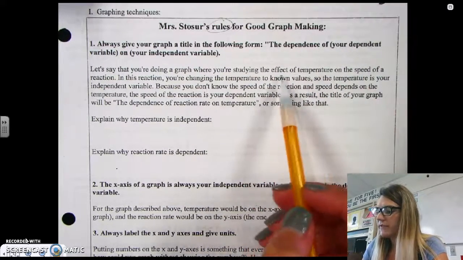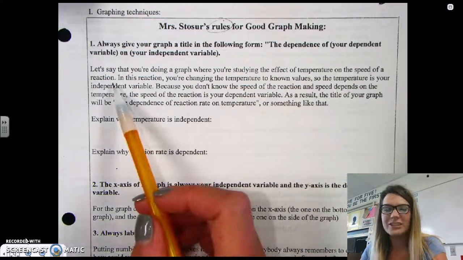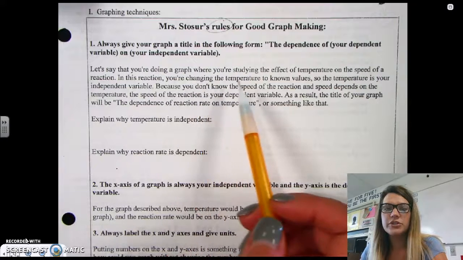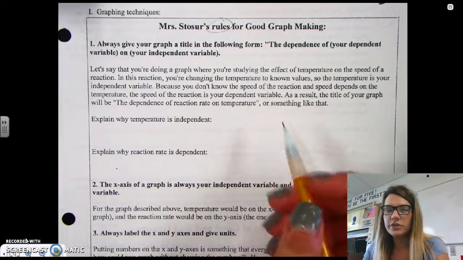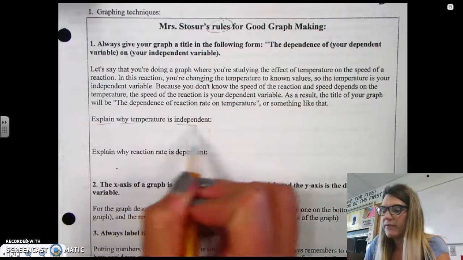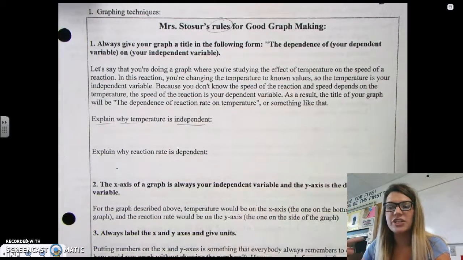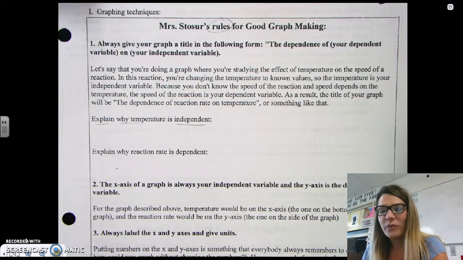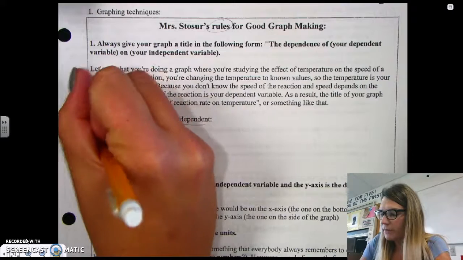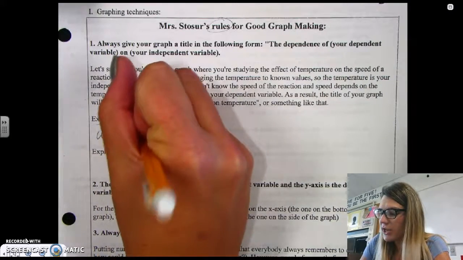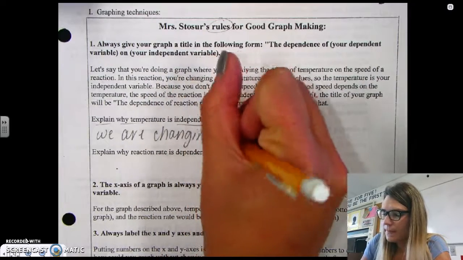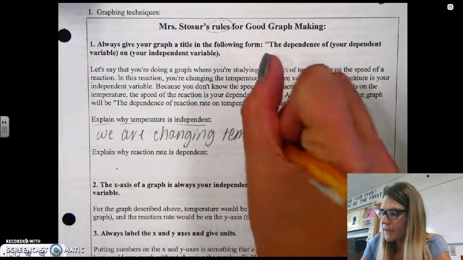We're studying the effect of temperature on the speed of a reaction, like a chemical reaction. We're changing the temperature to known values, so temperature is our independent variable. Why is it independent? Because we are changing it. We know what our next temperature is going to be. We are changing the temperature in the experiment.